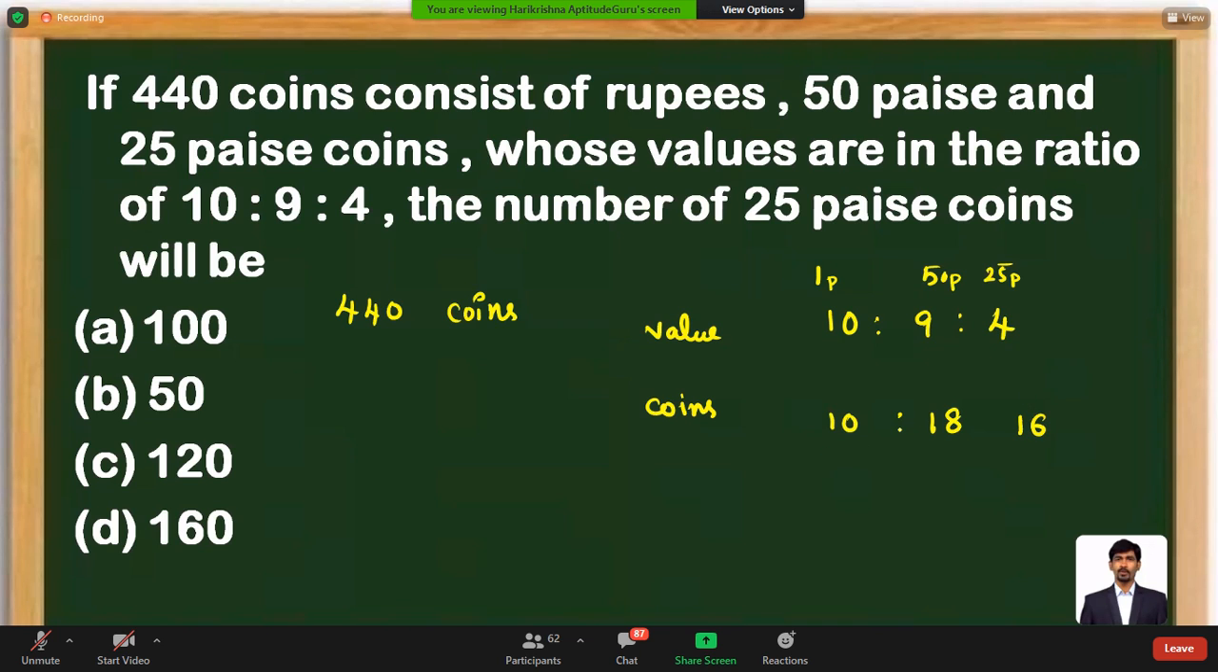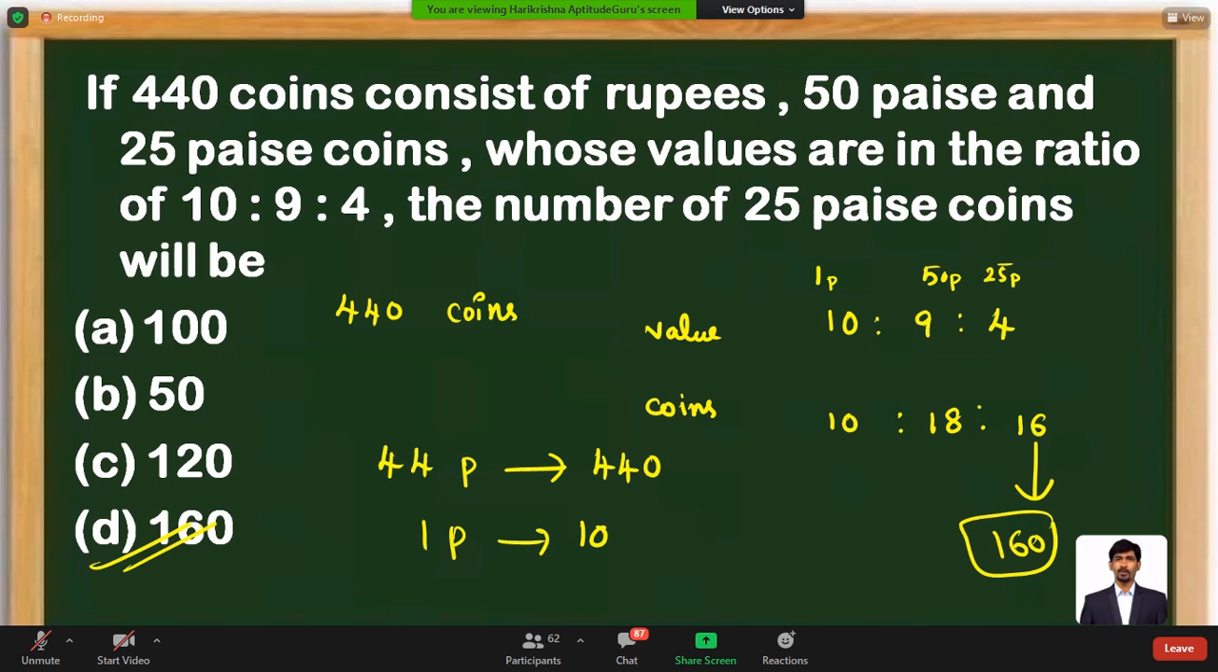So what is the total number of coins if you observe 10, 18 and 16? 10 plus 18 is 28, 28 plus 16 is equal to 44. So 44 parts are equal to 440. That means one part is going to be 10. They are asking us to find the number of 25 paisa coins. That is 16 parts, that is 160. Available as option B, you can mark it.